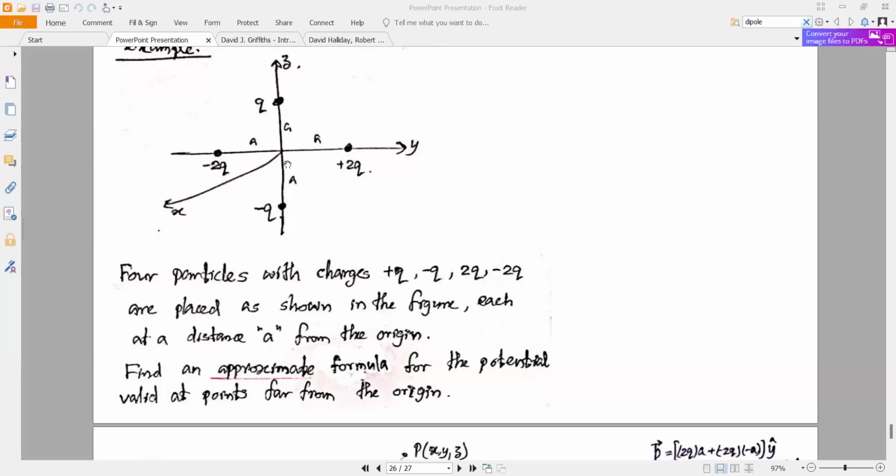So we don't need the exact value, we need an approximate value for the potential valid at a point far from the origin. So if I consider a point very distant from the origin, what is the potential at that point? So we need an approximate value for the potential at that point. So try out this question and write down this one, and you can do it as a homework. Okay.